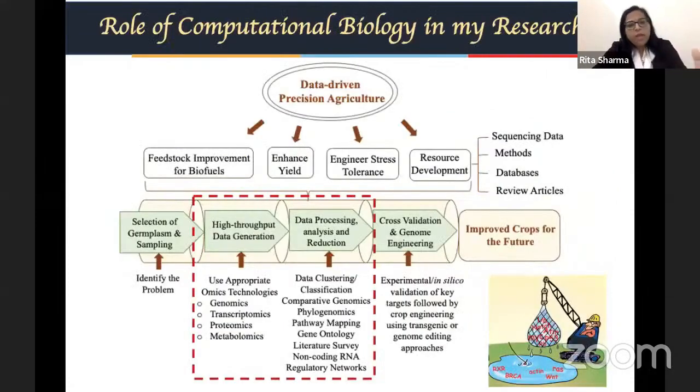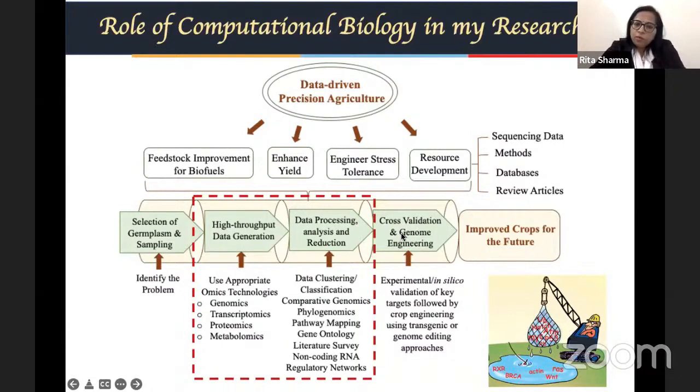As far as my lab is concerned, as I have already been introduced, I am a plant biotechnologist and I'm mostly interested in crop improvement. And for that, we usually start with selection of some of the lines, some of the seeds that we want to start with. And ultimately, we want to make an improved crop out of it, right?